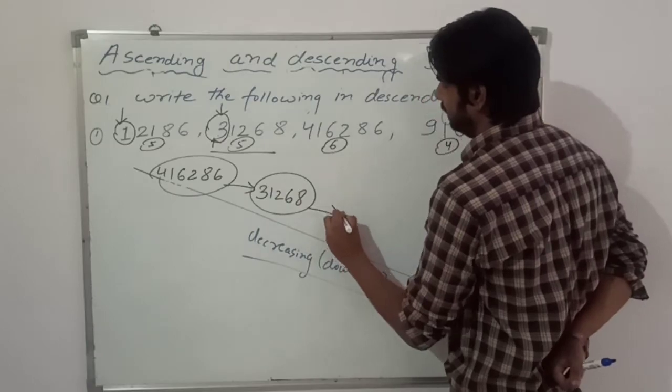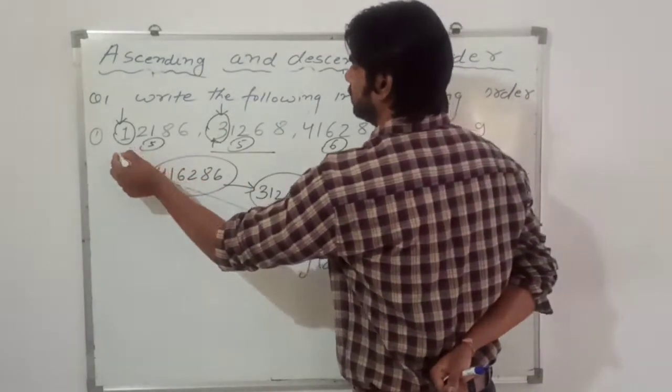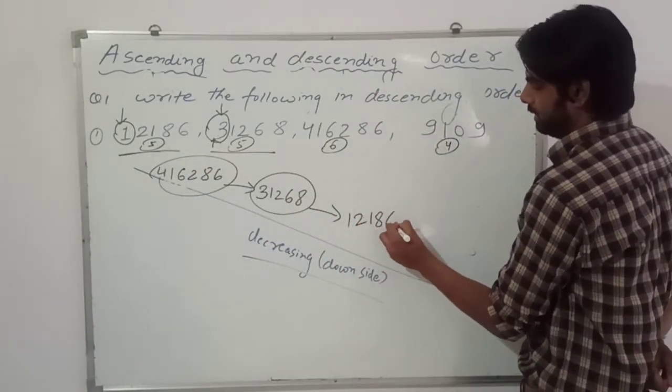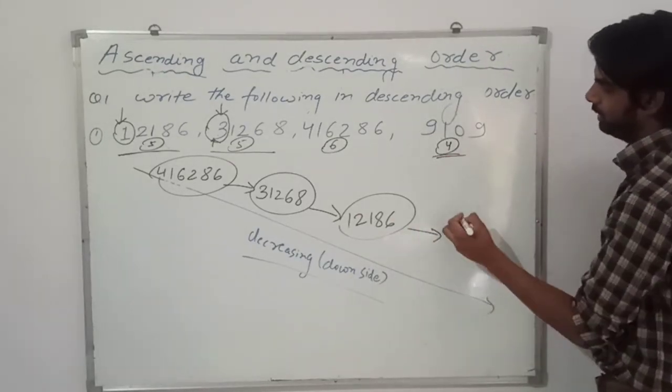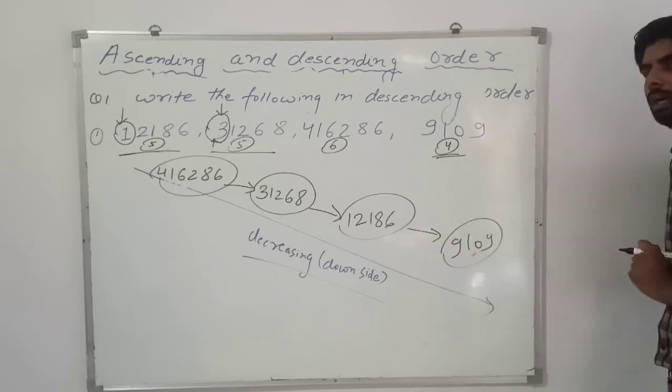And after that, it is the 5 digit number 12186. And at the last, the 4 digit number, which is the smallest, 9109. So this is the order.